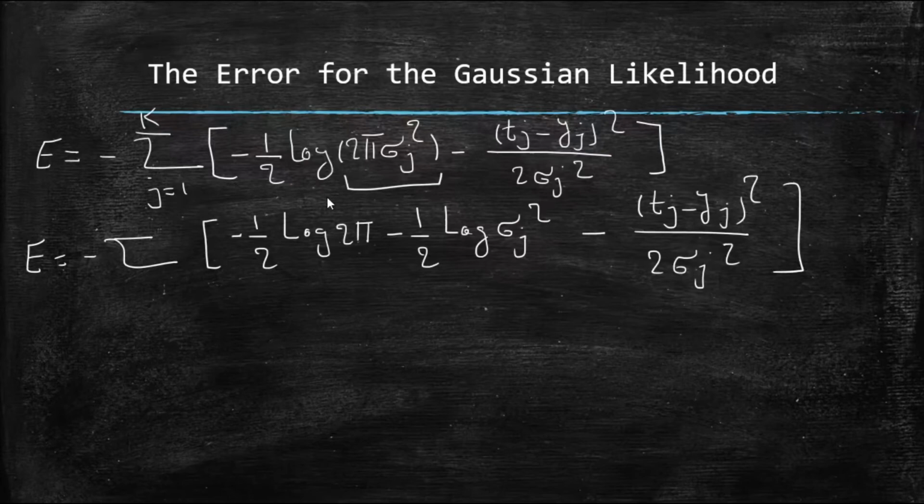Now, one thing to remember is that this term right here is a constant. So during my maximization, it has no effect, it's a constant value. During my maximization of my likelihood or minimization of my error, I can ignore that. So I'm just going to say that this term can be ignored during maximization, and I will end up with the final error function over here.